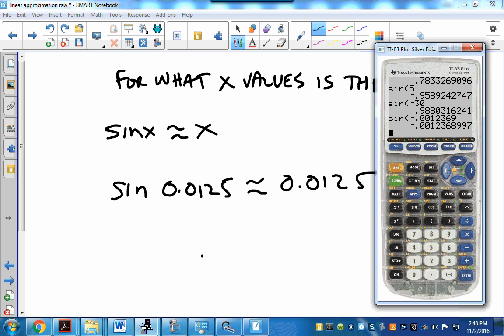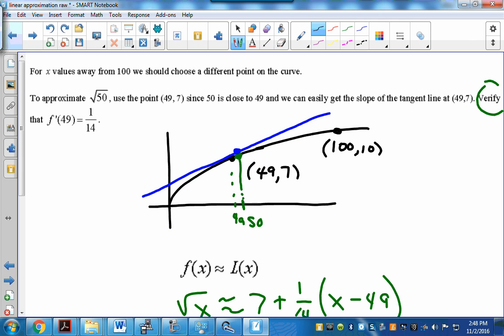Okay. We missed an important point here. Let's go back. It has to be close to the tangent, right? Where the tangent is, this is good. This is good because 50 is close to 49. You have to be at the tangent point.